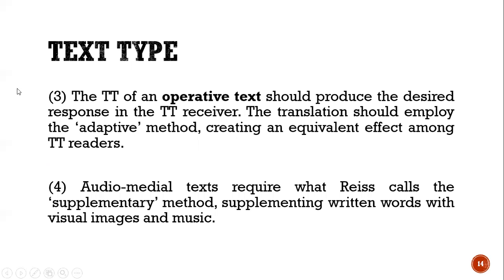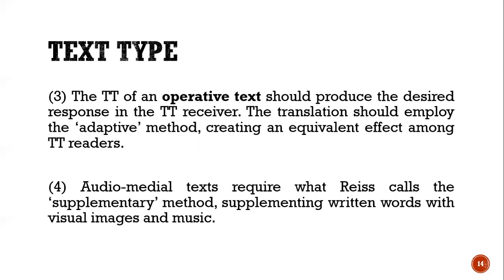Now, the fourth one, the target text of an operative text should produce the desired response in the target text receiver. So desired response. Actually, this is the explanation of that table that I have already shown to you. The translation should employ the adaptive method, creating an equivalent effect among target text readers. That means the emotion that is evoked when you read the source text, when you read the target text also, it should be in the same fashion, in the same manner. So you have to adapt the method in such a way that when a person reads the original text, the source text, the emotion that comes out of his mind, the same emotion will be evoked by the target text.